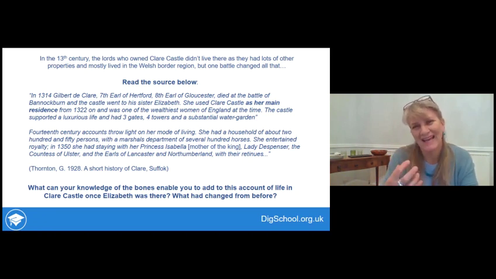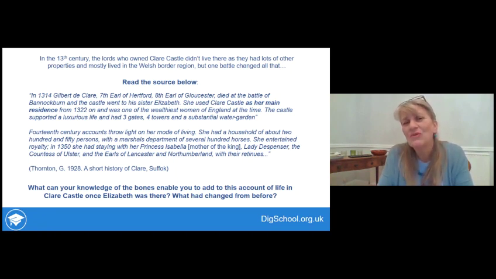What can you add to her description of life at Clare Castle when Elizabeth de Burgh was there that you couldn't get from anywhere else, that you can get from the bones? And what's changed? In what way did her living there, she's one of the wealthiest women in the country, entertaining royalty, what difference did it make having her living there? So take as long as you want to think about that and write your ideas down.